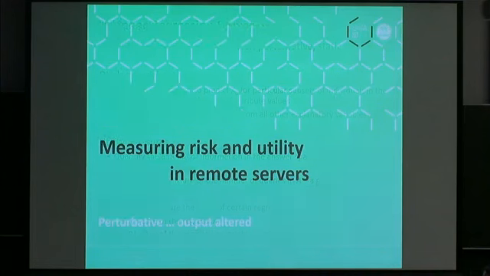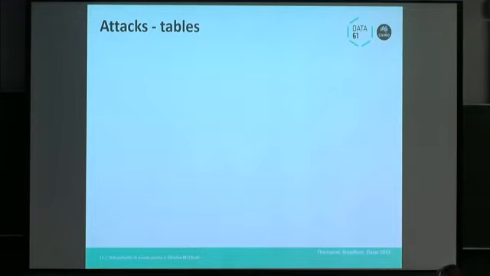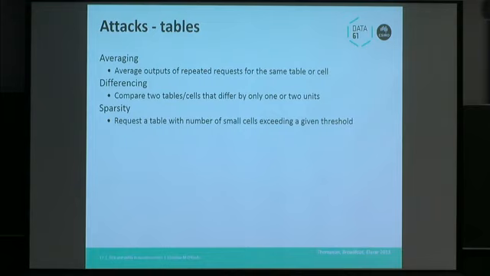Okay, so I'll move on to the perturbative. So these are the ones that perhaps have had more attention over the last 10 years. For tables, there's been a lot of interest, a lot of work in understanding what the attacks are on tables in order to design the protections. So the most important ones being averaging and differencing, sparsity, and comparing tabular output with public use files as well.